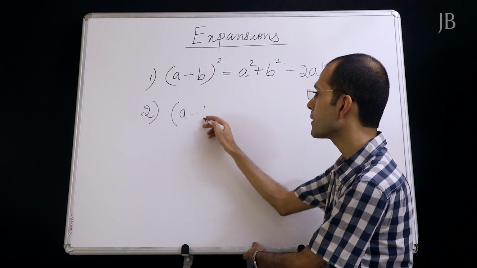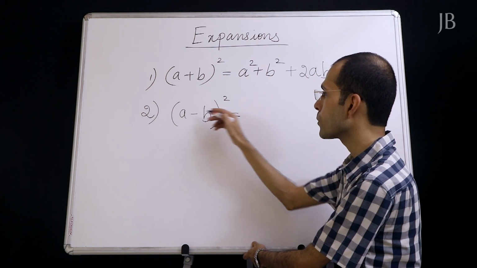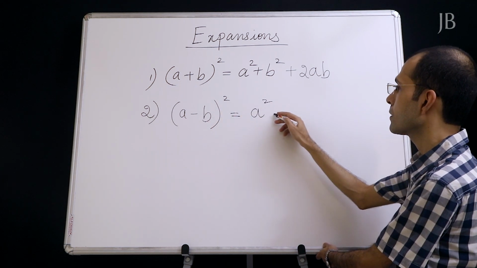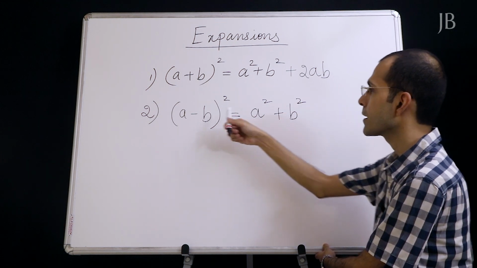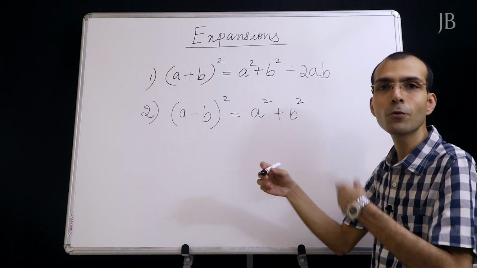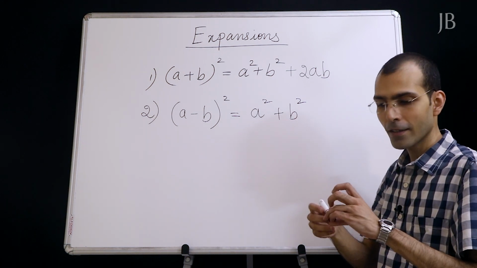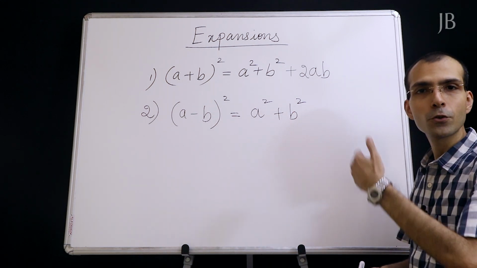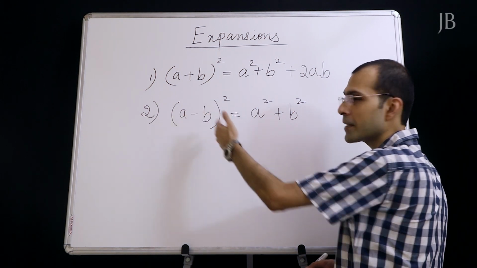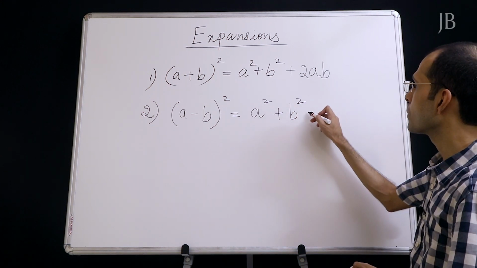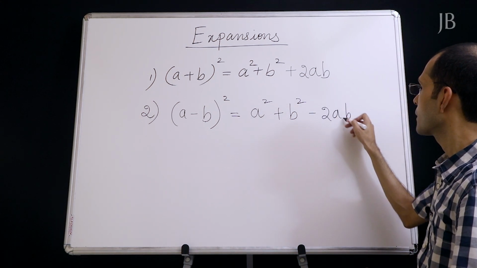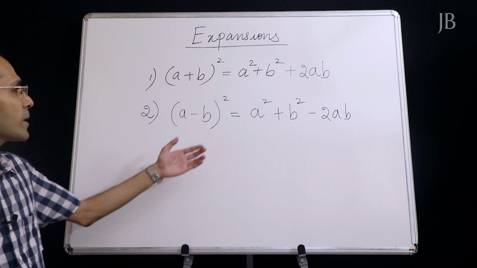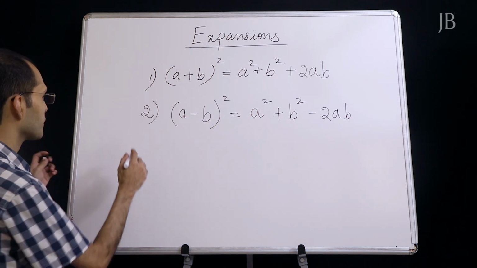(a - b) the whole square. Square first term, so that is a square. Square second term, so that is plus b square. Then first term into second term into 2. Sign to be adjusted logically. So a into b into 2, so that is 2ab. And positive into negative is negative, so that is minus 2ab. So we have (a - b) the whole square as a square plus b square minus 2ab.